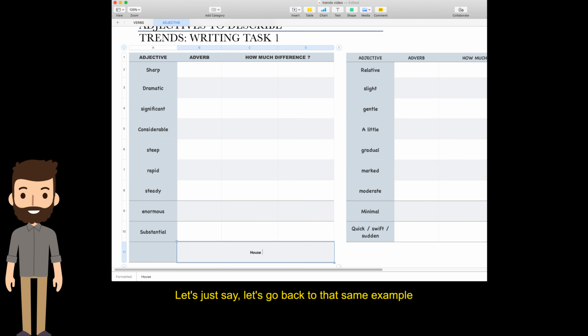Let's go back to that same example. House prices in Toronto have increased in 2018. So it just means house prices in Toronto increased. The information said it just went from, for example, $400,000 to $500,000. So it was increasing. It increased. To give a bit more information, we use adjectives.